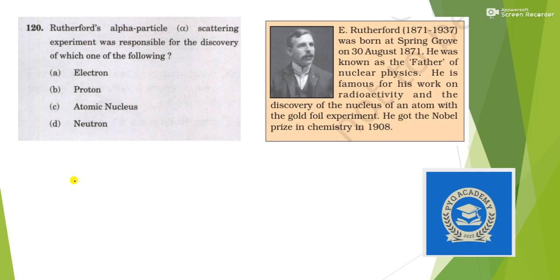Next is, Rutherford's alpha particle scattering experiment was responsible for the discovery of which of the following? I took this image from NCERT, and you can see here he is famous for his work on radioactivity and discovery of the nucleus. So our answer is the atomic nucleus, option C. You can see the relevance of a small picture given in NCERT.